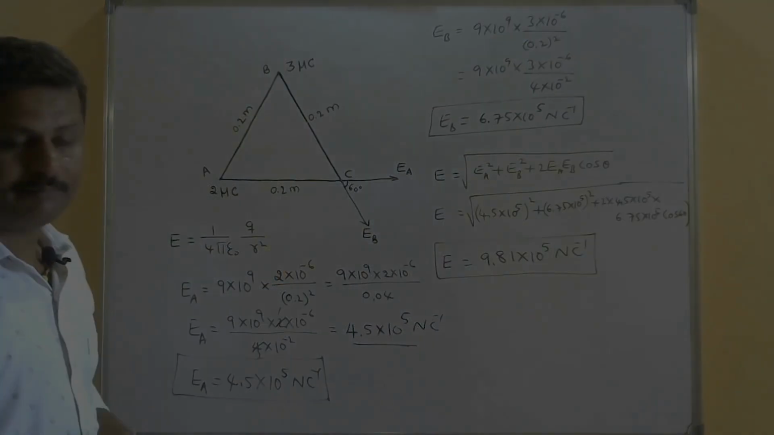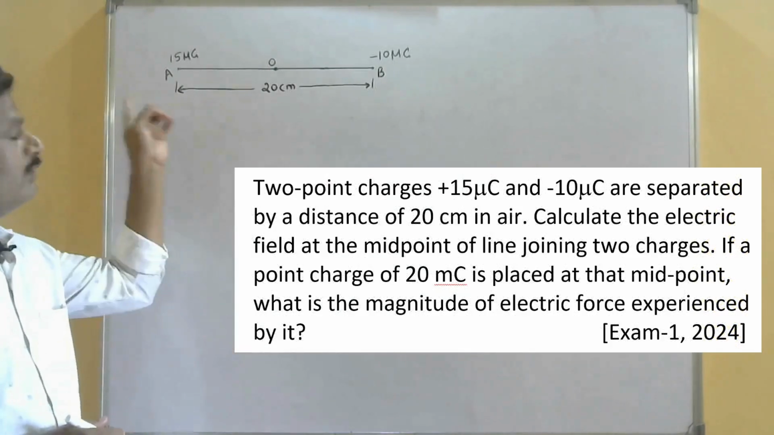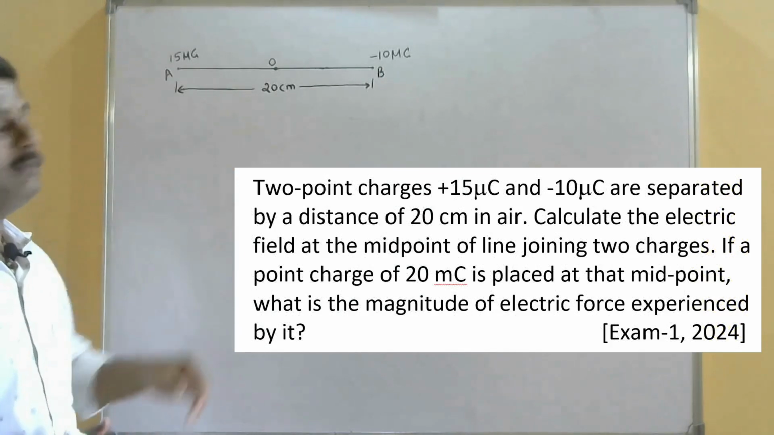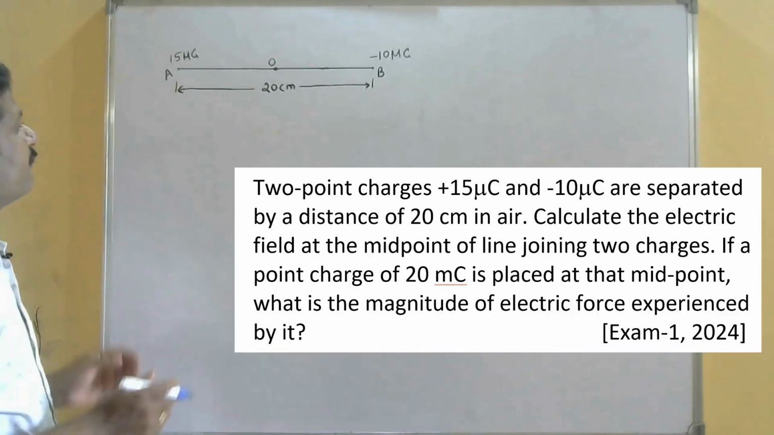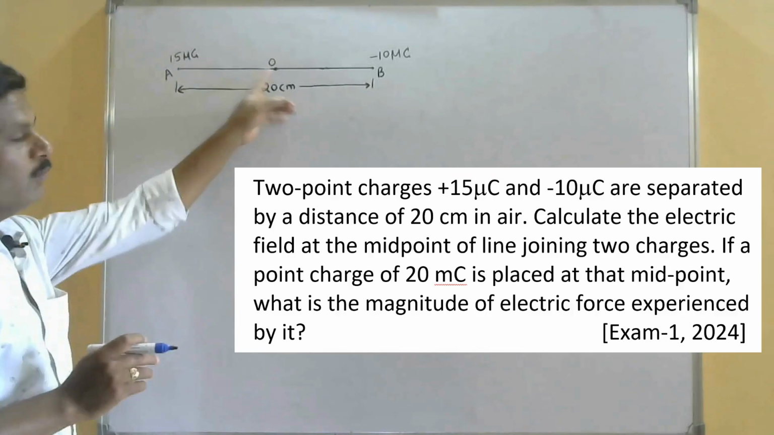Let us go to the next problem. In this problem, we need to find out the electric field at the midpoint of these two charges, as well as the force experienced by the 20 millicoulomb charge which is placed at the center of these two charges. So first let us find out the total electric field due to these two charges at O.